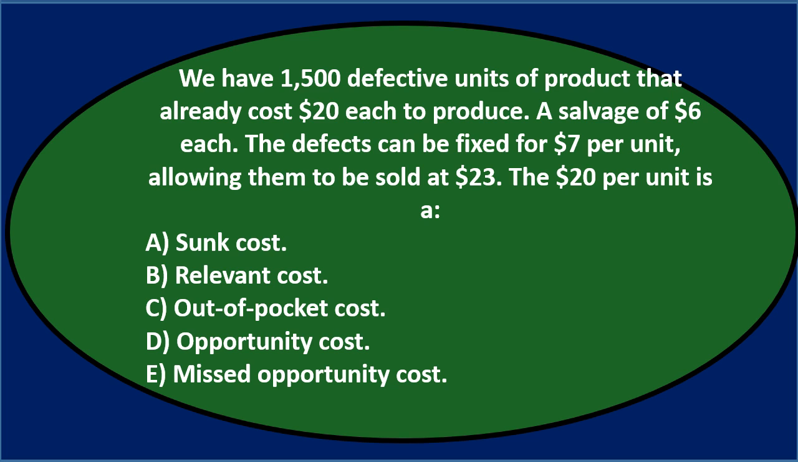First question, we have 1,500 defective units of product that already cost $20 each to produce. A salvage of $6 each. The defects can be fixed for $7 per unit, allowing them to be sold for $23. The $20 per unit is either A, sunk cost, B, relevant cost, C, out-of-pocket cost, D, opportunity cost, or E, missed opportunity cost. Okay, so let's go through this again using the process of elimination.